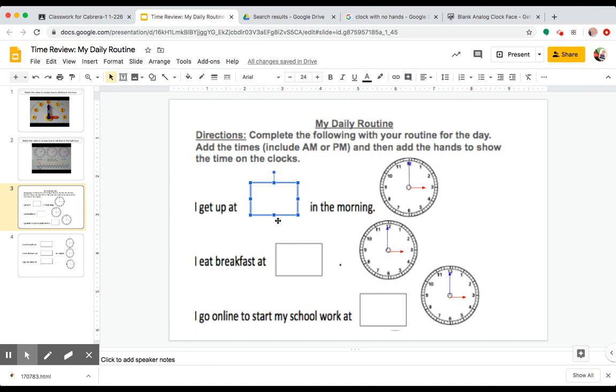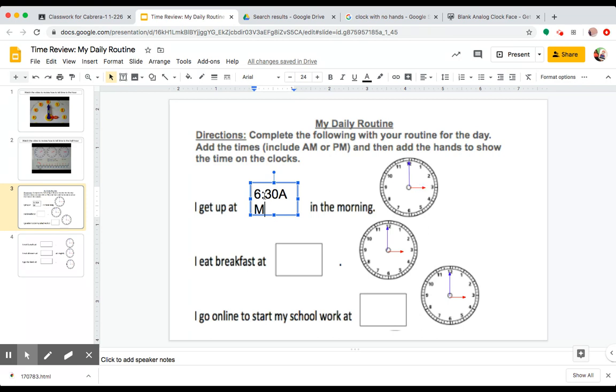So I wake up in the morning at 6:30, and that's in the AM, okay? Then, now I need to come here and I need to move my clock hands. And if you see, the blue hand is the longer one. We know that the longer hand is the minute hand, and the red is going to be the hour hand.